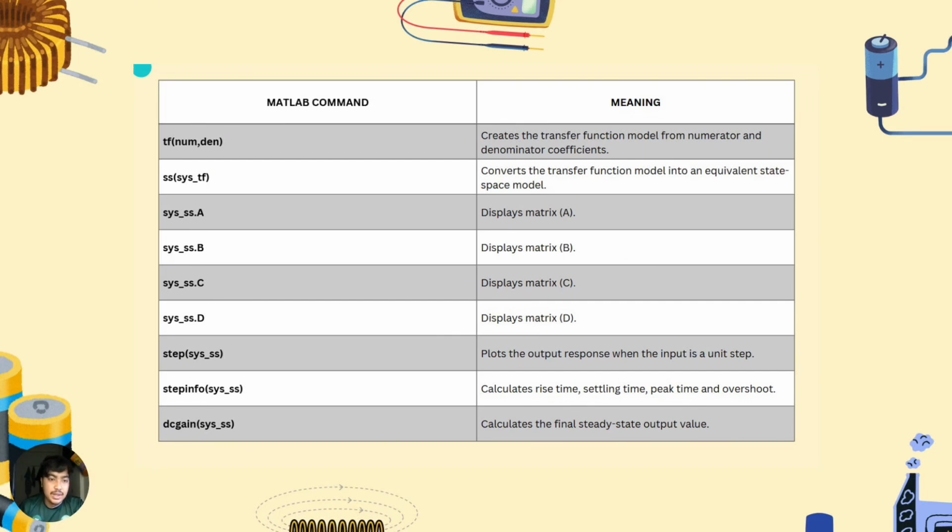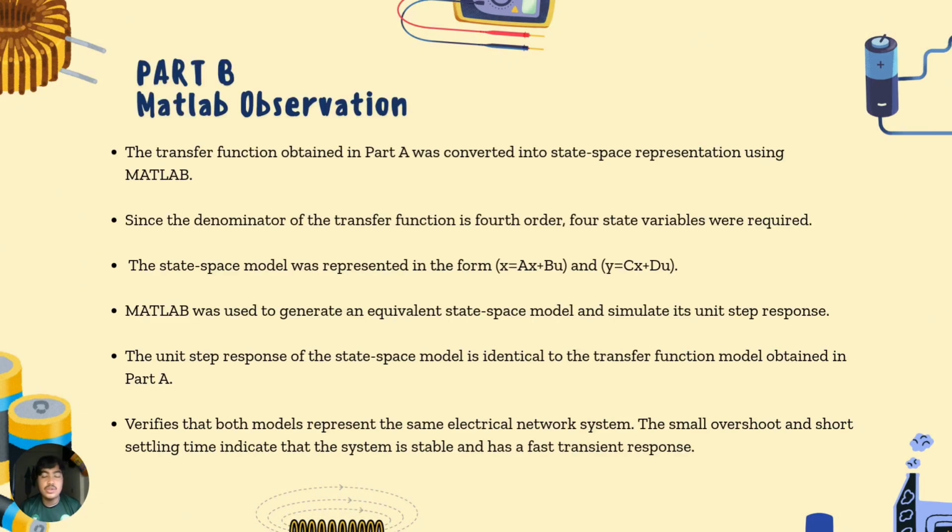And then step of sys_ss plots the output response when the input is a unit step. And then for calculating the rise time, settling time, peak time, and overshoot, we use the command stepinfo of sys_ss. And then to calculate the final steady state output value, we use the command dcgain of sys_ss. There you go for part B.